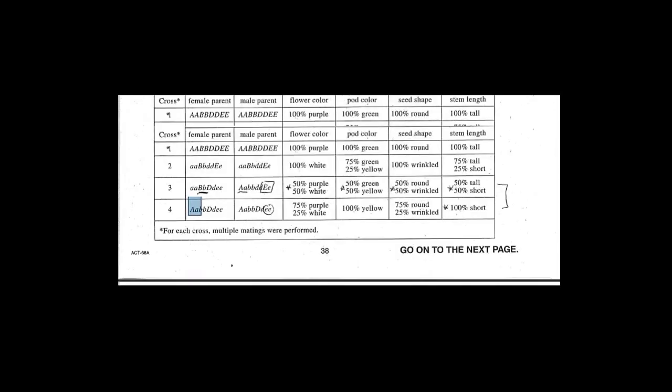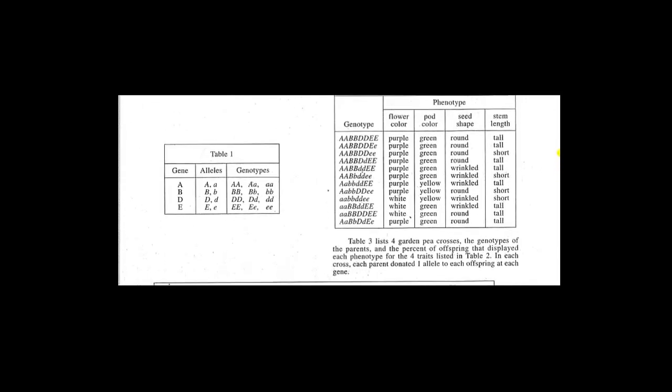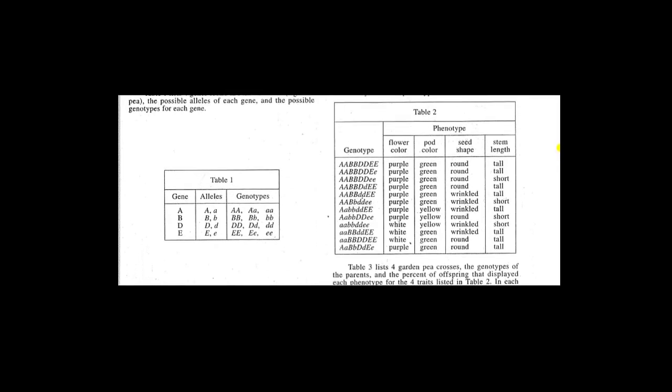Test 68A, Science Practice Problem number 1. Problem number 1 states, based on Table 2, which of the 4 genes affects seed shape? First thing we need to do is scroll on up to Table 2 and start looking at the different genes. Here is Table 2 in the upper right-hand corner.